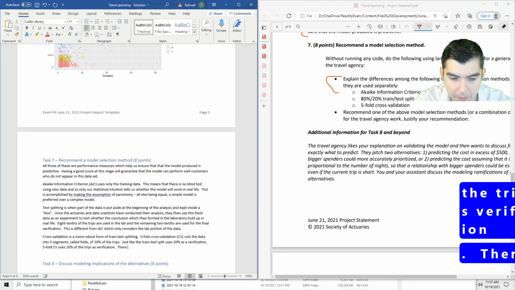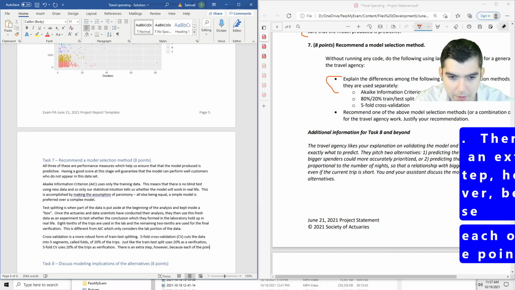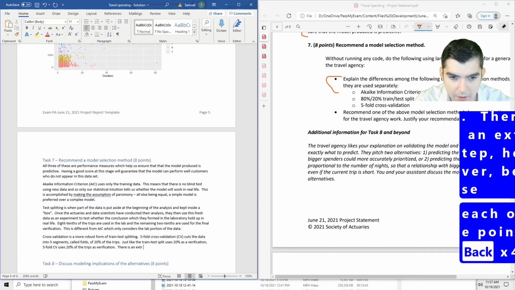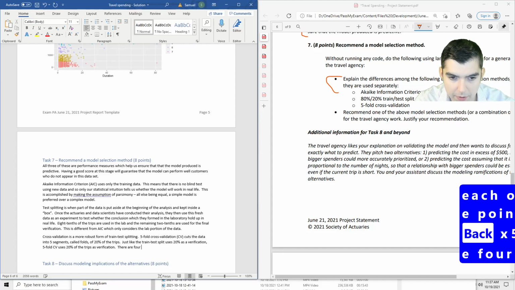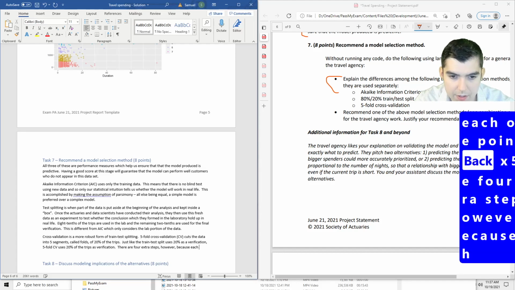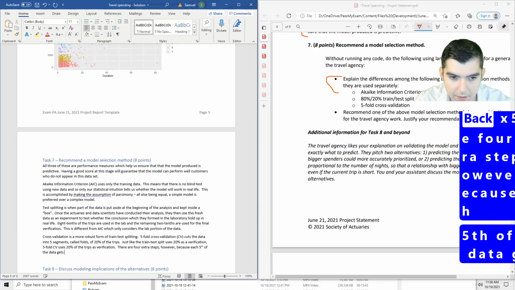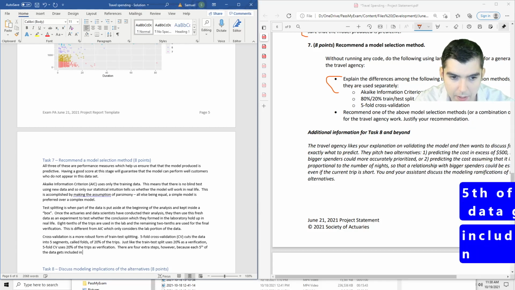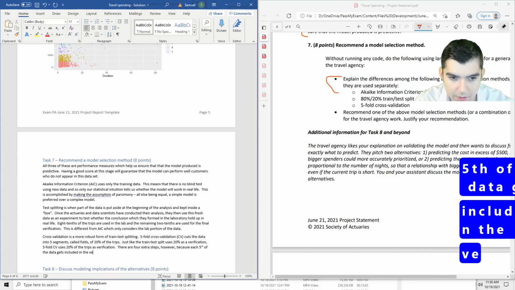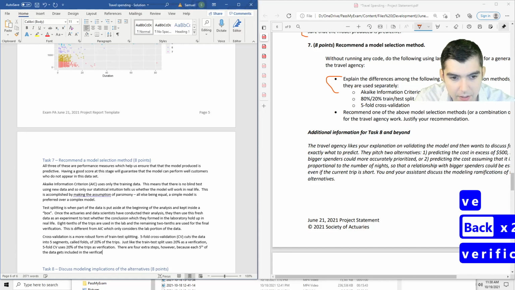There is an extra step, however, because each 5th of the data gets included in the verification and the holdout. I'm using weird words. Verification data.